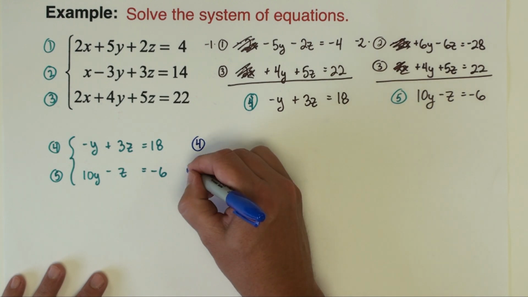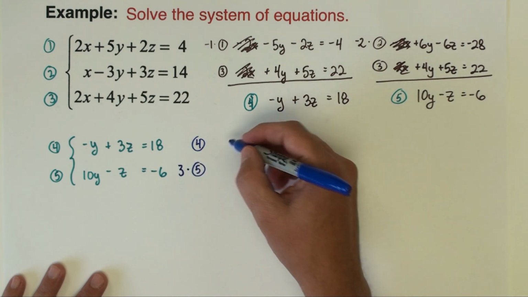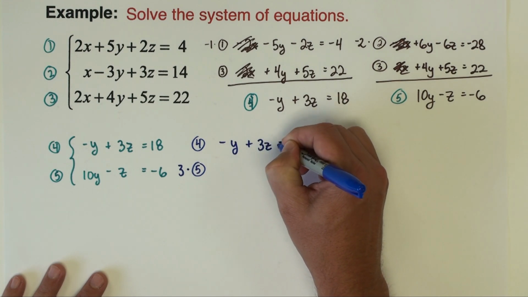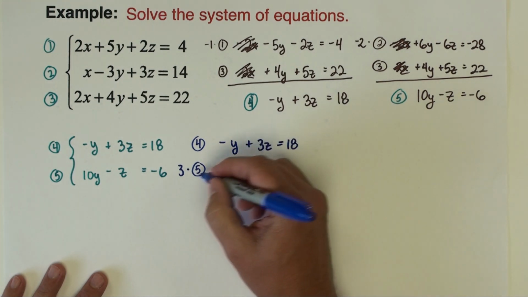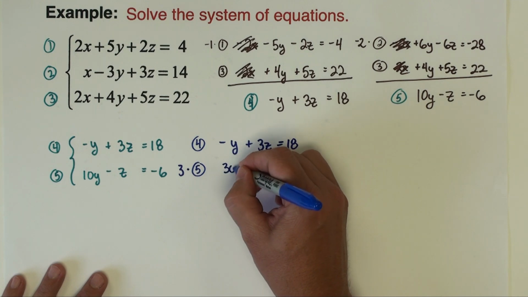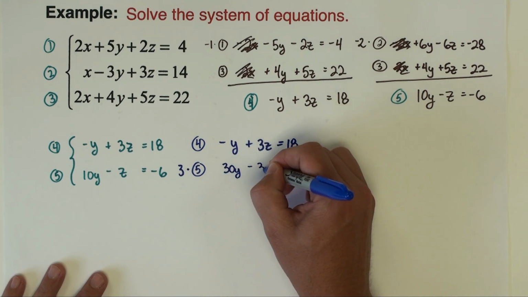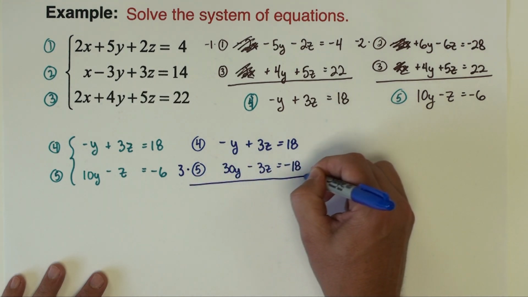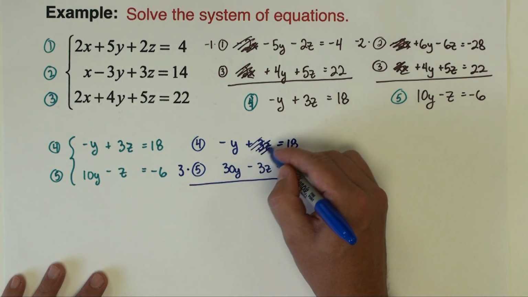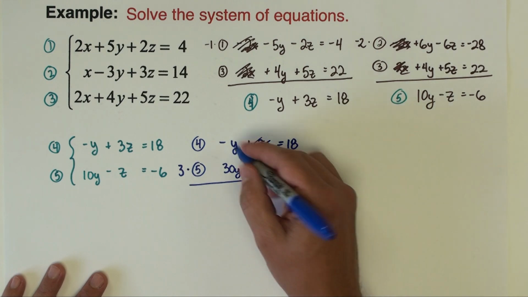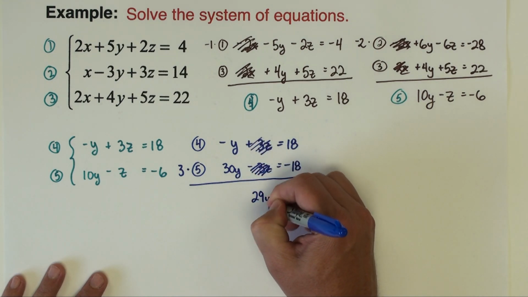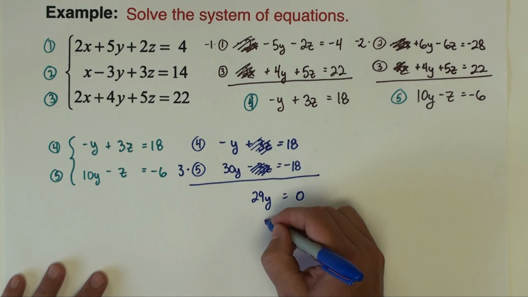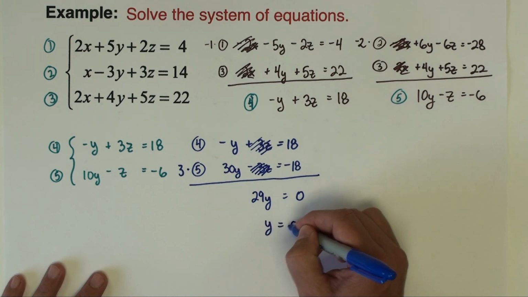and 5, and I'm going to take equation 5 times 3. So we're not going to change the top one. But the bottom one times 3 is going to give me 30y minus 3z equals negative 18. Here the z's, the positive and negative 3, cancel. So we get 29y equals 0, which is okay. Divide 0 by 29, we get 0.